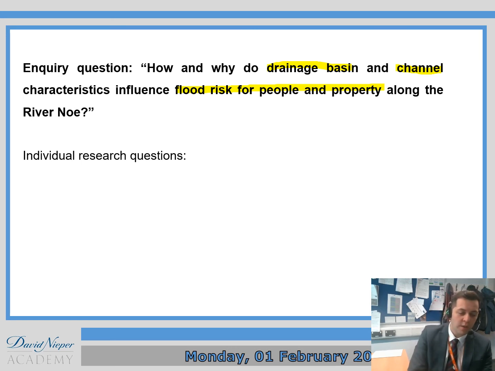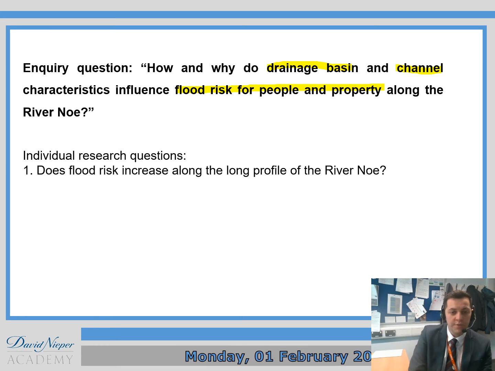But of course, as is often the case with overall inquiry questions, it's quite broad. And we need to break that down into individual research questions that we can deal with step by step. Now, I'm going to show them to you as research questions, but of course, as you already know, we could look at these instead as hypotheses, which are statements that can be accepted or refuted or rejected. So the first research question is, does the flood risk increase? A hypothesis version would be along the lines of: flood risk increases along the long profile of the River No.